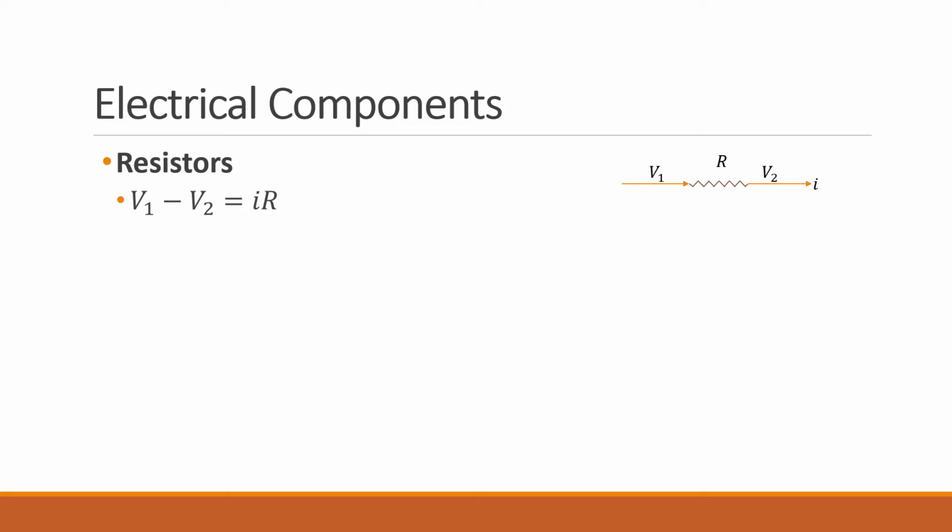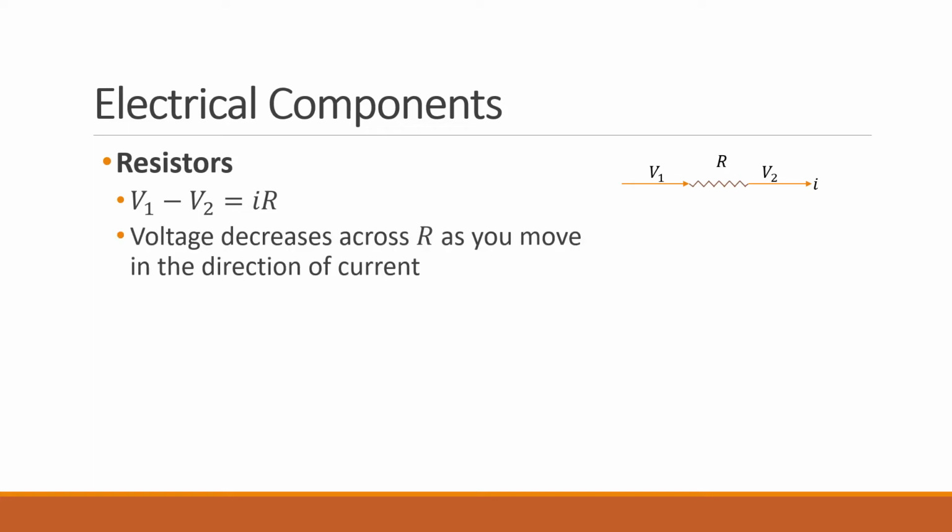Ohm's law says the change in voltage is current times the resistance. Note very carefully, it is V1 minus V2, not V2 minus V1. This is important, and it means that the voltage across the resistor decreases as you move along the direction of current, whatever you assume the current direction to be. Hence, voltage change across the resistor is negative as you move along the direction of current. This will be important for KVL applications.